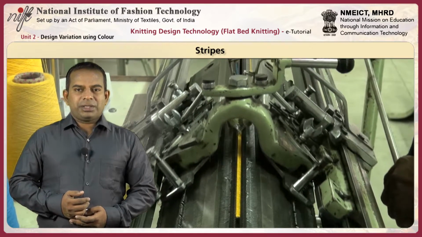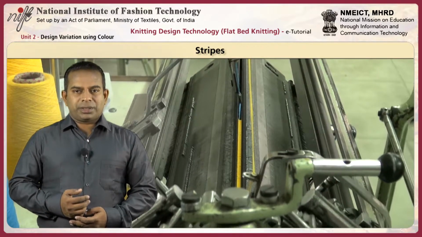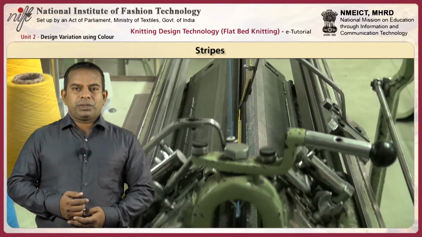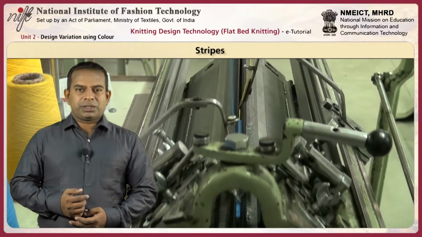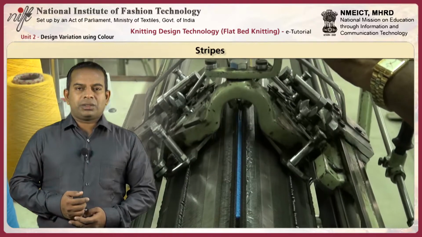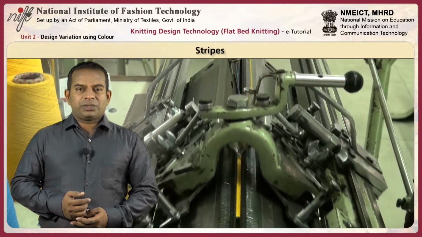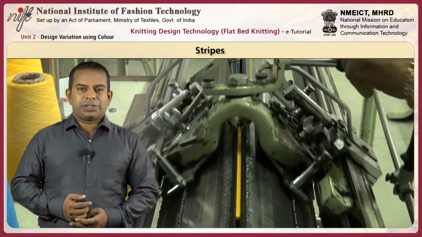The simplest way to mix color into a knitted fabric is by creating multicolored stripes. You may also have noticed most of the stripe designs you see are horizontal in nature. Let us look at the way to create stripes in flat knitting machine.